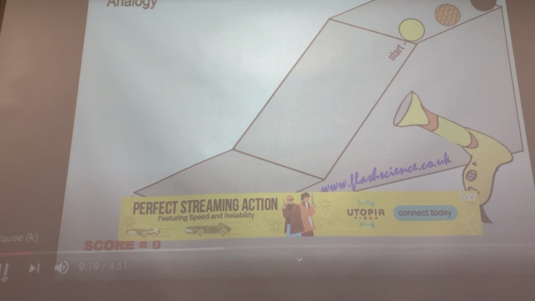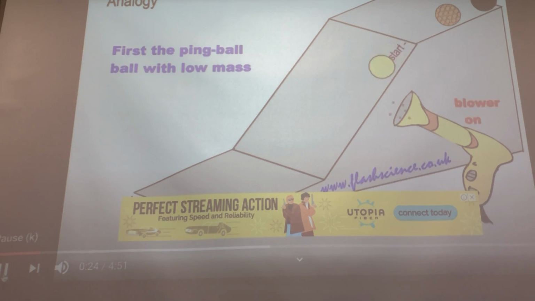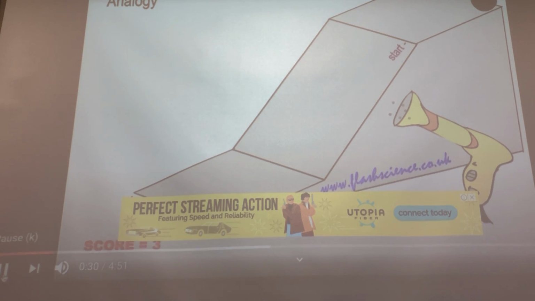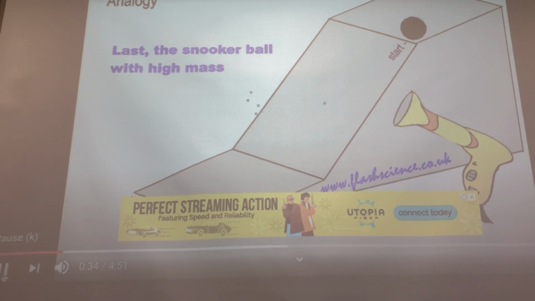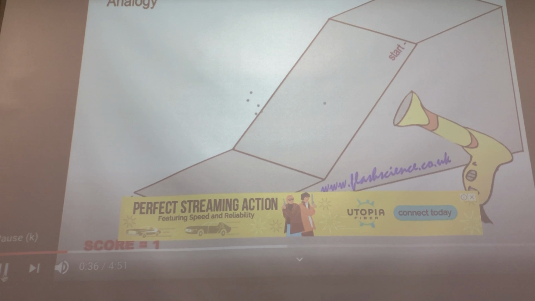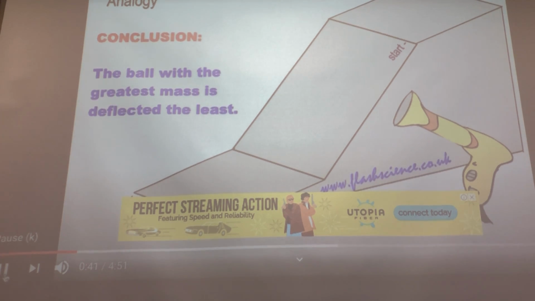The hairdryer would be put on at this point, blowing air from right to left. Look at the deflection of each ball. 5 for the lightest, the table tennis ball, 3 for the golf ball. And what about the heaviest? Snooker ball has the least deflection, score of just 1. Conclusion then is the ball with the greatest mass is deflected the least.